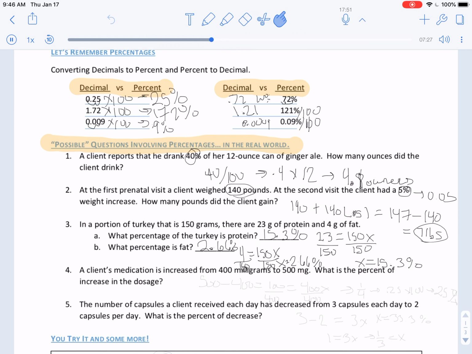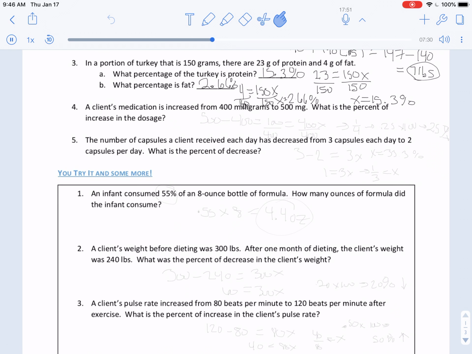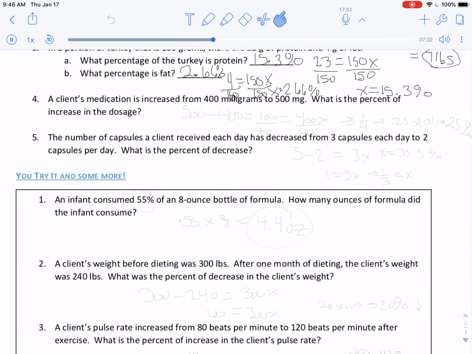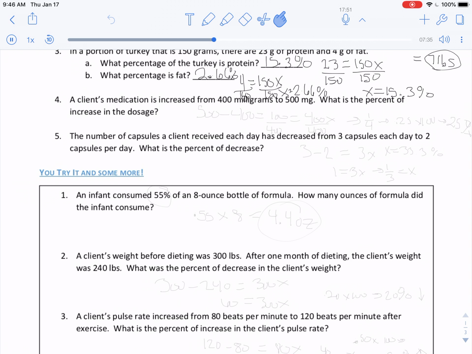And then for the next problem, a client's medication is increased from 400 milligrams to 500 milligrams. What is the percent of increase in the dosage? Now we have the increase from 400 to 500, and that simply we know is a 100 milligram difference. So we have 500 minus 400 milligrams to get us 100 milligrams. Now setting it equal to the original amount, 400, X being the percentage of increase, we have to simply multiply everything by 400.